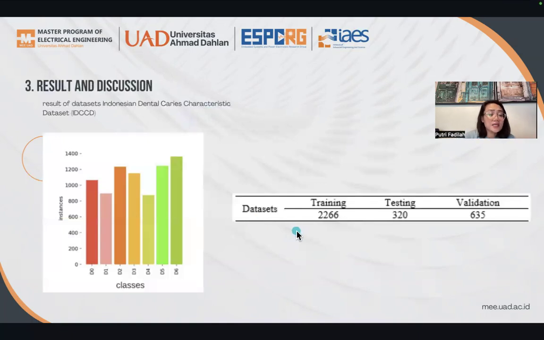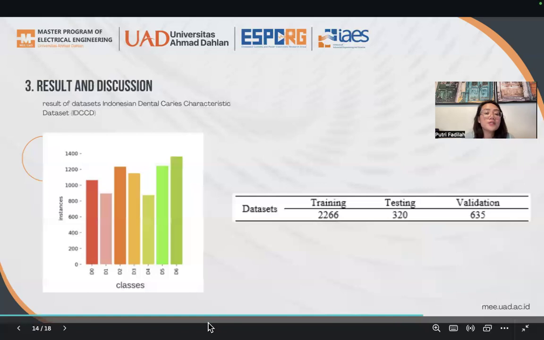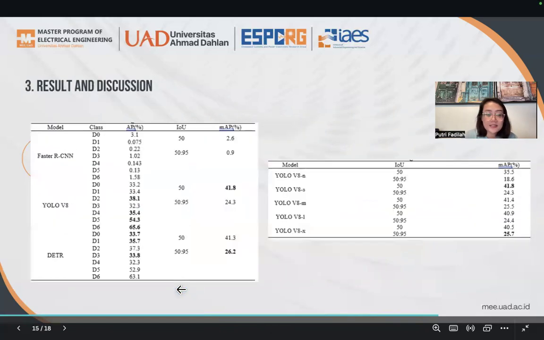The results and discussion of this research begin with the datasets. We have 2,266 photos for training, 320 photos for testing, and 635 for validation, and we use the classes from the ICDAS classification, D0 to D6.